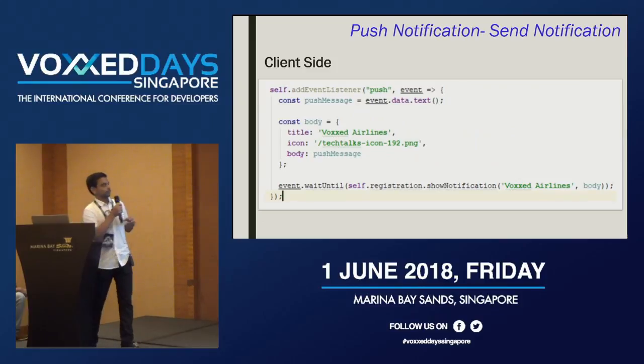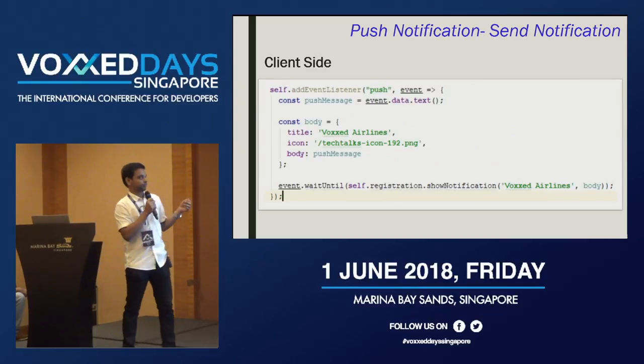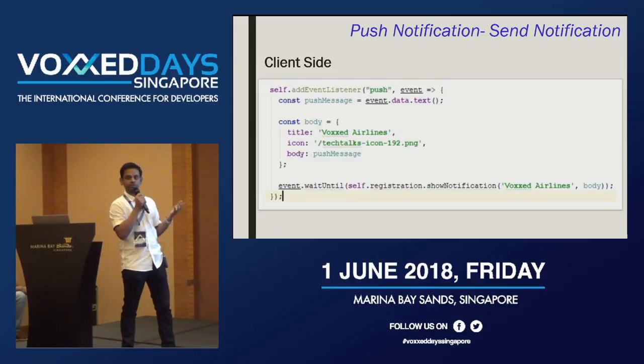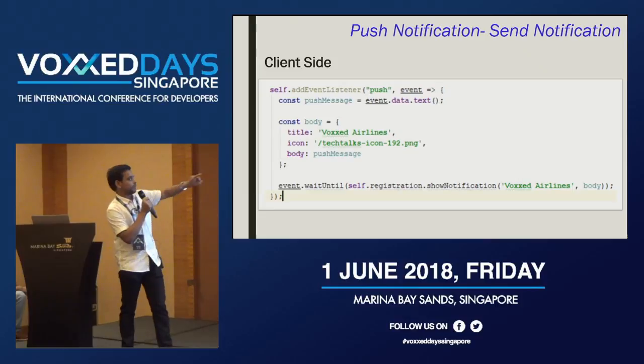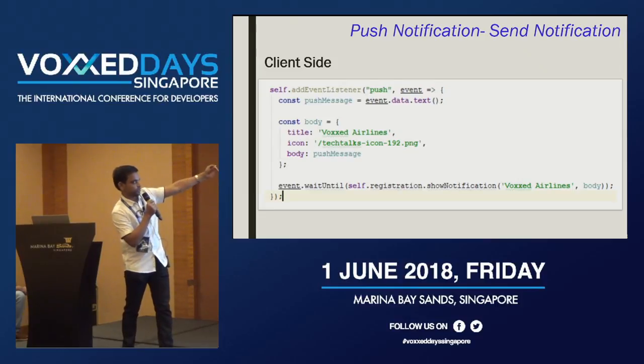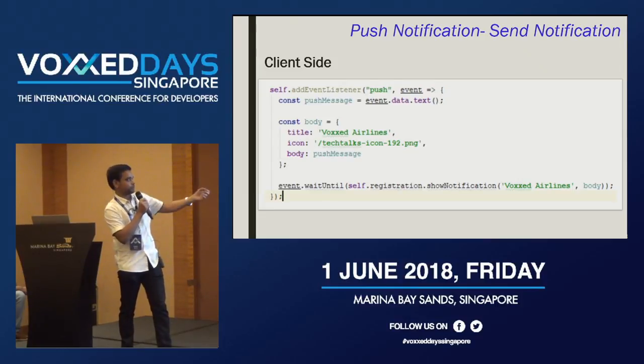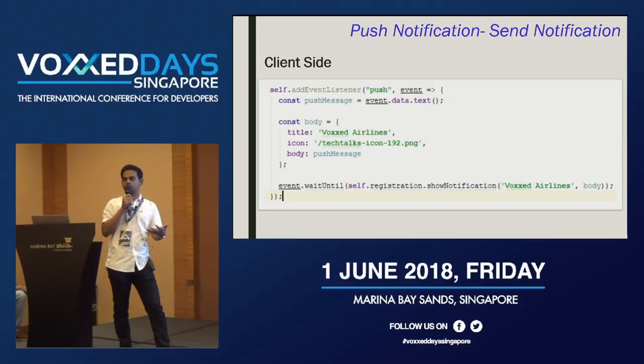On the client side, your app is closed, or your browser is closed, nothing is running, but your service worker is still sleeping, and can be woken up. So the first thing that happens is the service worker wakes up, and then you can retrieve your message using event.data.text. Now you have the actual message. You are constructing an object which defines what to display in the notification message.